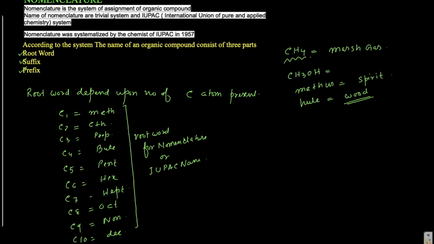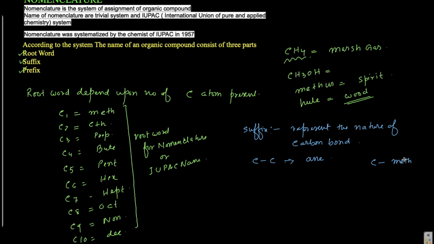Now what about the suffix? What is the role of the suffix? The root word is followed by an appropriate suffix, which represents the nature of the carbon bond. Like if C is attached with C by a single bond, then it becomes ane. So meth, if C is 1, and a single bond is present, it becomes ane. That's why CH4 becomes methane.